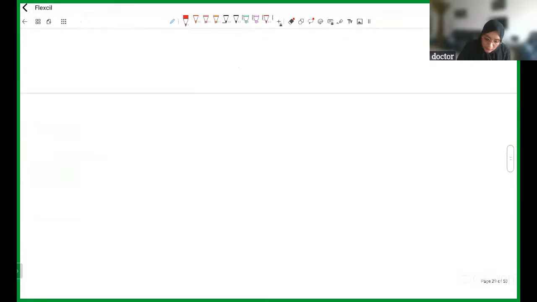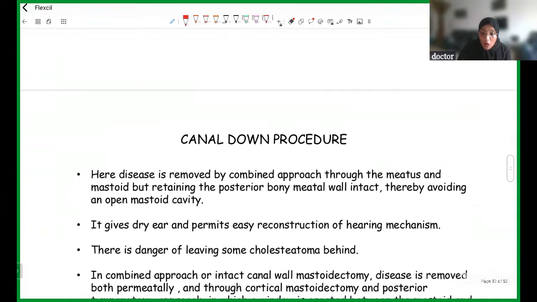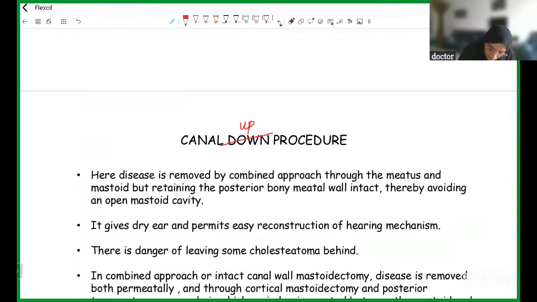Now, the other procedure is the canal wall up procedure. Here the disease is removed by a combined approach through the meatus and the mastoid, but you retain the posterior bony meatal wall. So there is a danger of leaving some cholesteatoma behind in this procedure. The incidence of residual or recurrent cholesteatoma is very high in canal wall up procedures. So some surgeons advise a routine re-exploration in all cases after 6 months. Canal wall up procedures are advised only in selected cases.